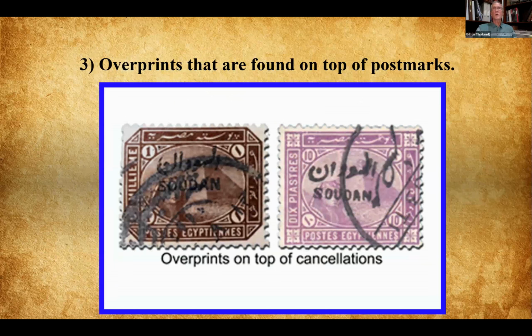The third clue is overprints that are found on top of postmarks. A sure sign that an overprint is fake is when the overprint is on top of the postmark. That said, it's often very difficult to tell which is on top of what.